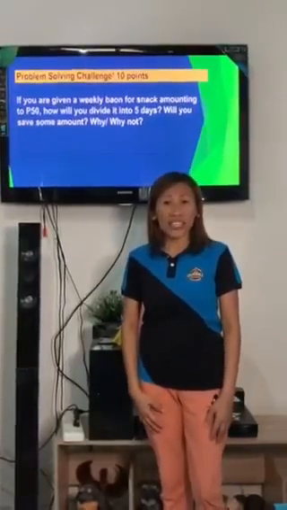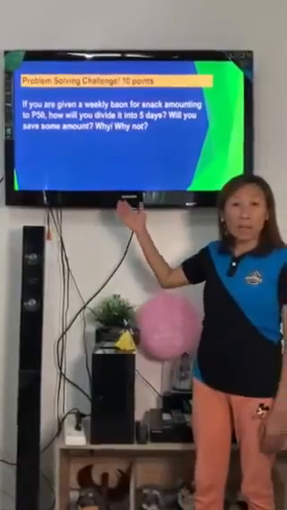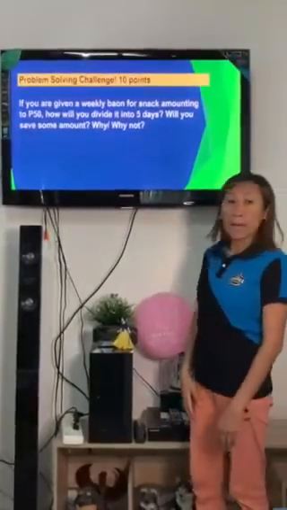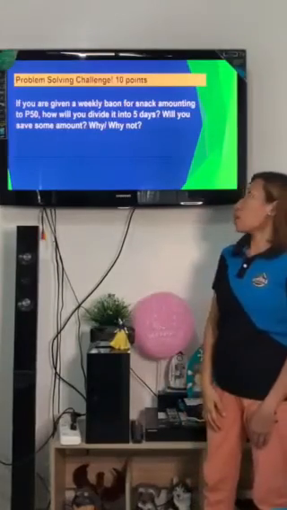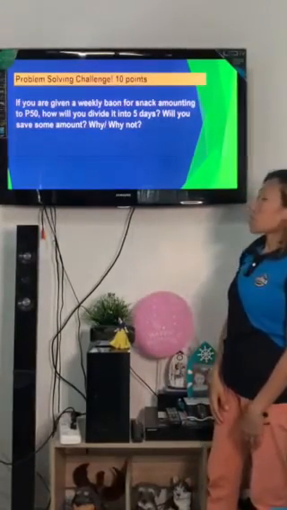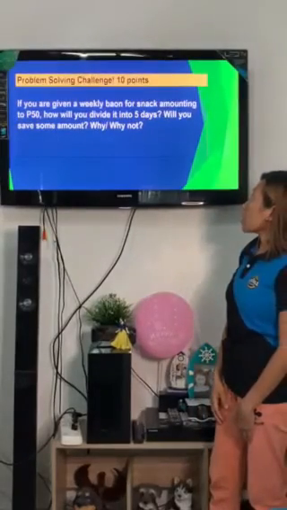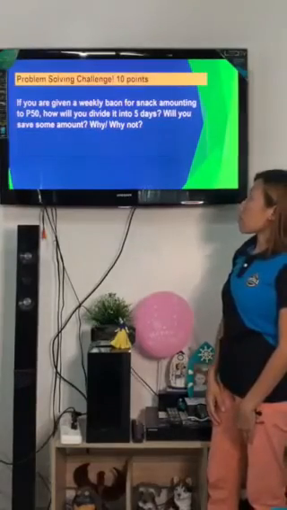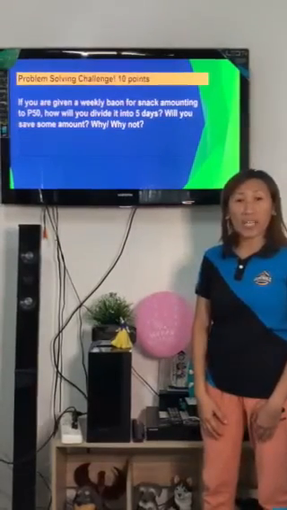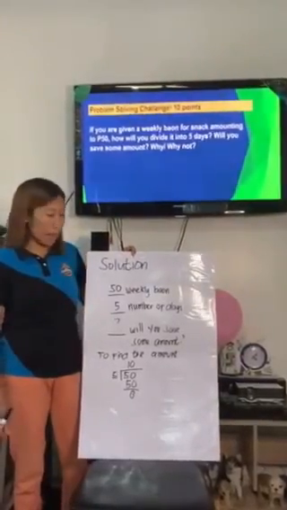Class, how can you apply the factor in real life situations? This is an example of a problem. If you are given a weekly baon of snacks amounting to 50 pesos, how will you divide it into 5 days? Will you save some amount? Why or why not?